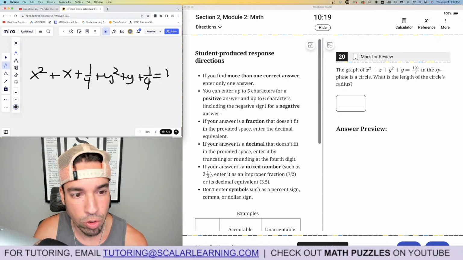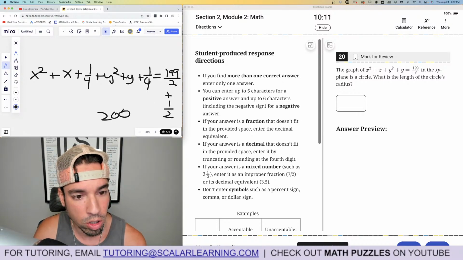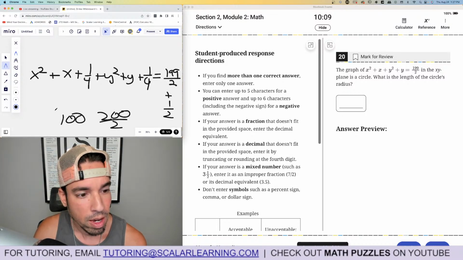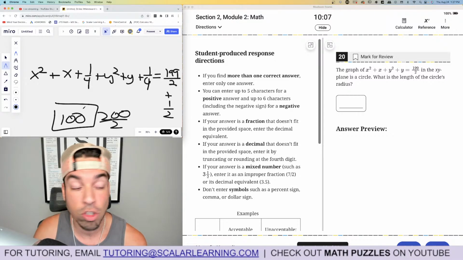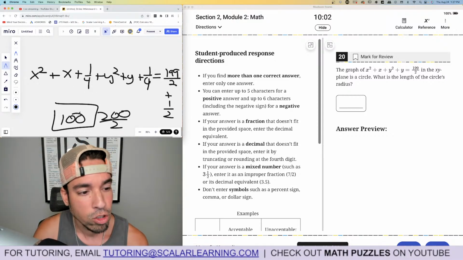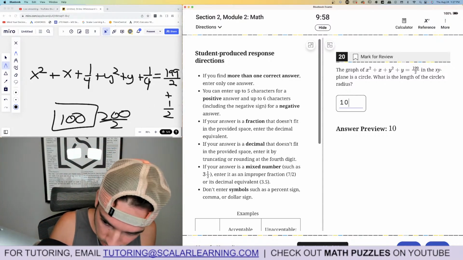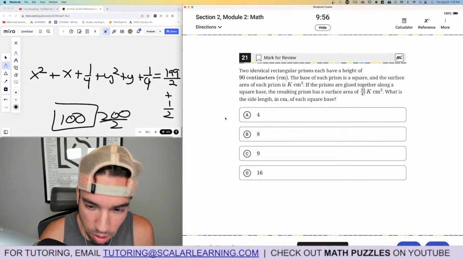199 over 2 plus 1/4 plus 1/4, because we have to add on both sides. 1/4 plus 1/4 is 1/2, so plus 1/2, and then we get 200 over 2, which is 100. And that's radius squared, right? And I could factor this and do all that and get the center, but it didn't ask for the center. So the radius is the square root of 100, which is 10. That's how you do it. Done. Next, 21. We got 2 questions left. Okay, come on. Let's go.